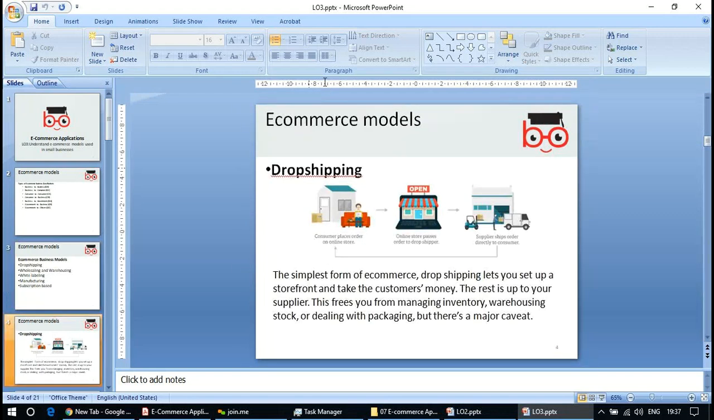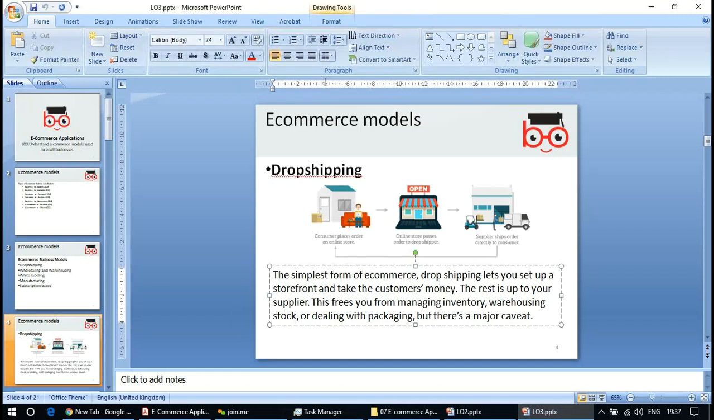Dropshipping is basically the simplest form of e-commerce. Dropshipping lets you set up a storefront and take the customer's money. The rest is up to your supplier. This frees you from managing inventory, warehouse stock, or dealing with packaging, but there is a major caveat.